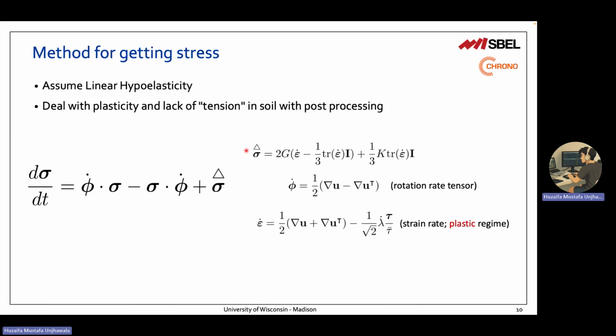And this is the method that we use for getting the stress. We assume that the model is linear and hyperelastic at first. This gives us equations that relate the stress rate to the strain rate. And once we get the stress rate, that is d sigma by dt, we can integrate that to find the stress.